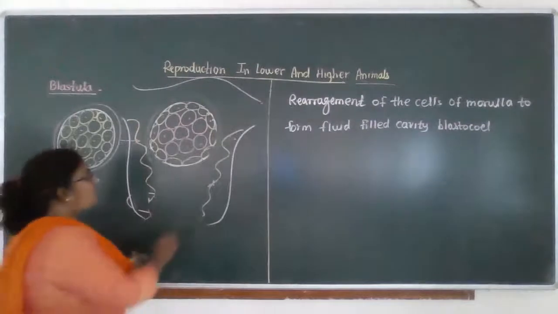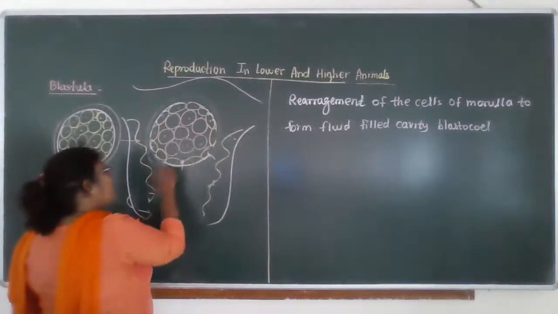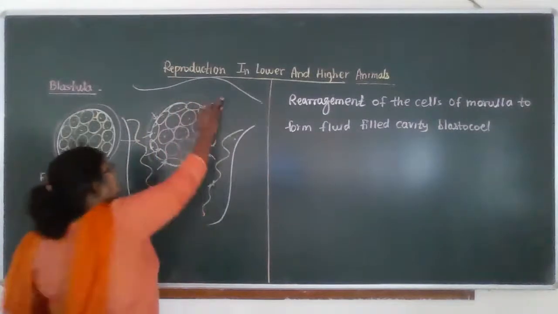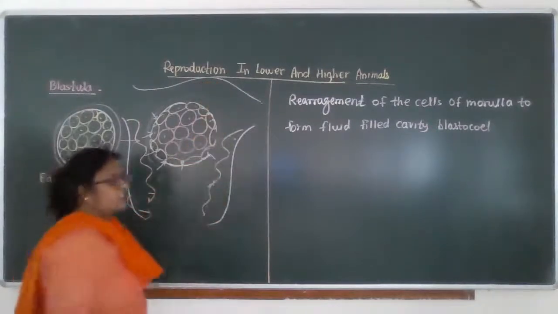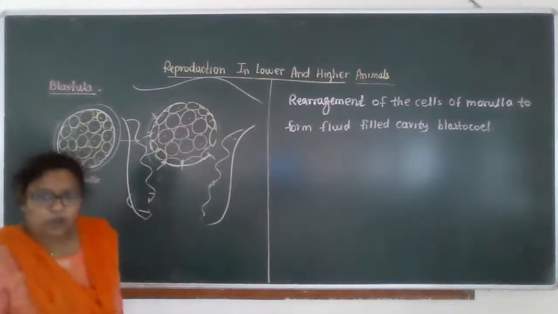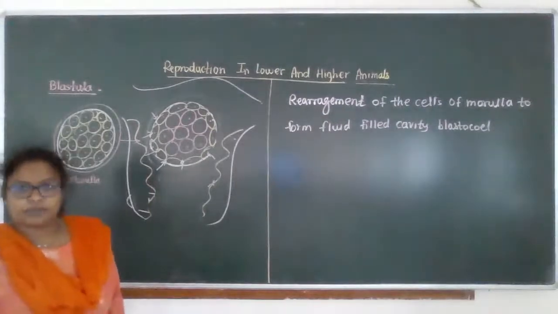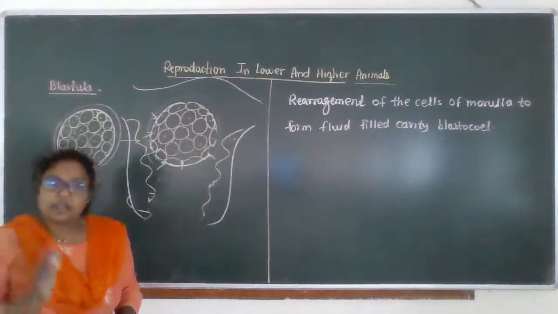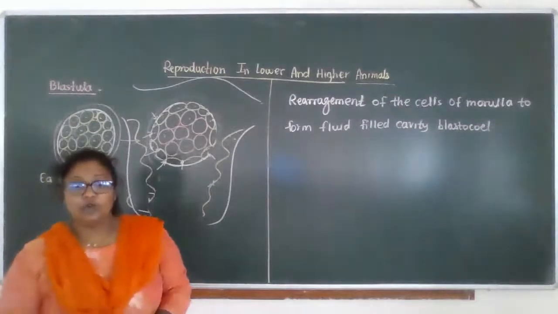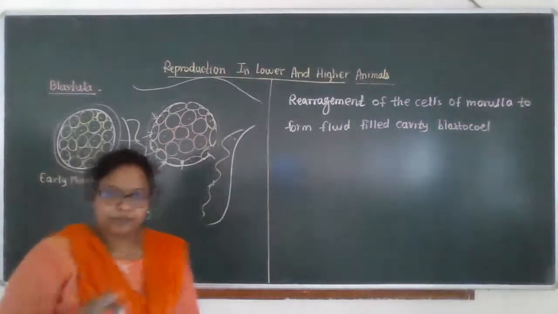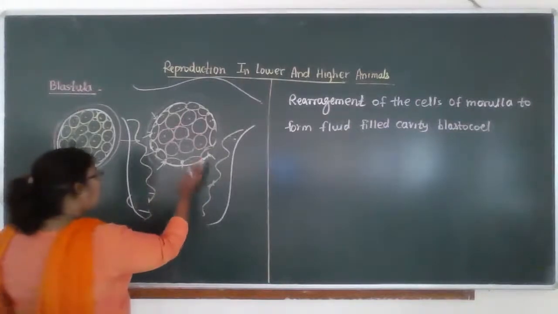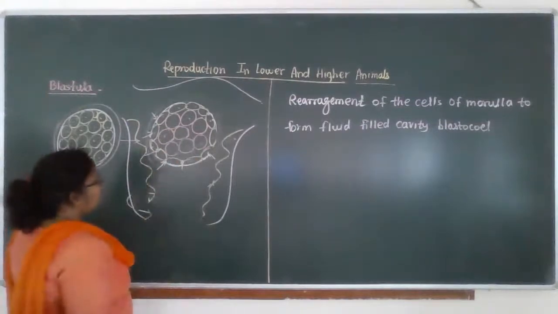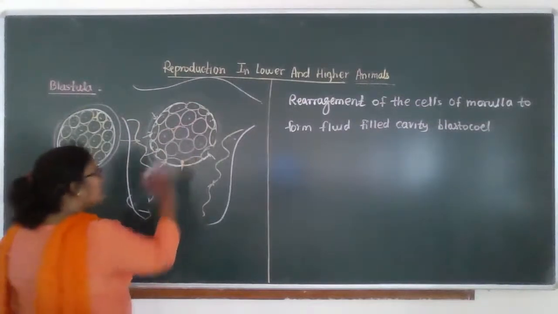So this fluid from every side tries to enter inside. This fluid provides nourishment for further development, so it is called uterine milk. It has many nutrients, and these nutrients are required for further growth, so this fluid enters inside. So what happens when the fluid enters inside?